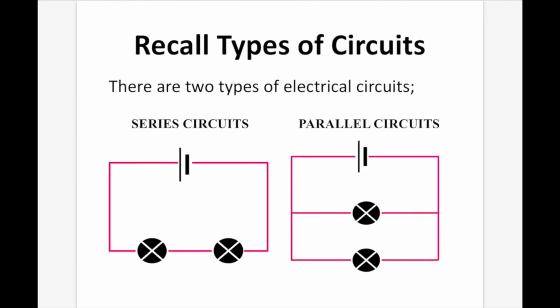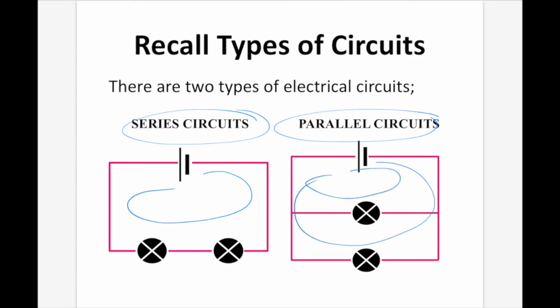So we have two different kinds of circuits. We have series circuits and we have parallel circuits. The difference between them is the number of branches that they have. A series circuit is one loop, whereas a parallel circuit has more than one loop.